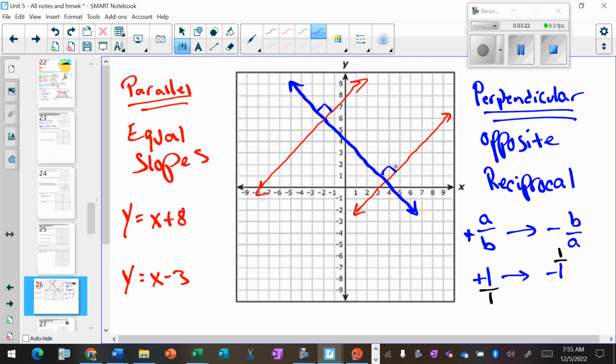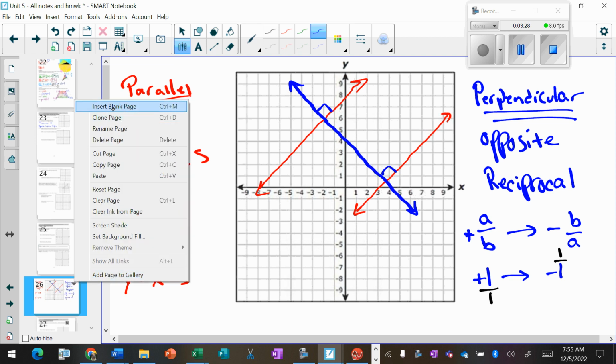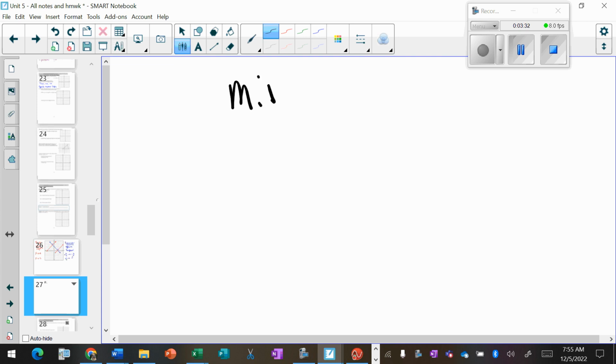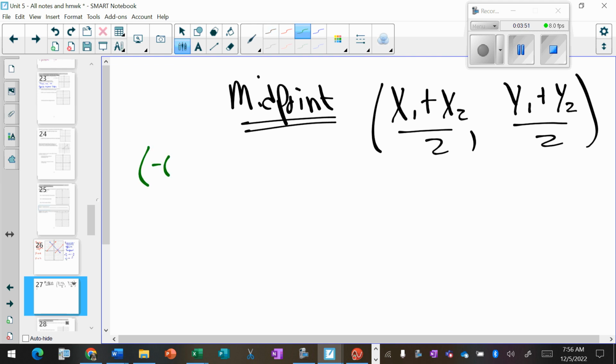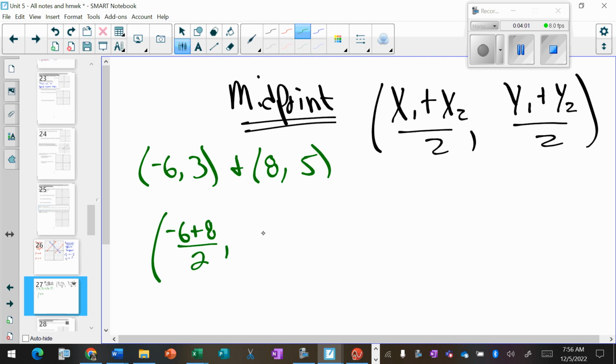We are going to take the idea of opposite reciprocal slopes and combine it with the other thing I want to review with you, and that is midpoint. We did midpoint on the first day of the unit. Midpoint is when you add the two x values together and you add the two y values together and then divide them by 2. It's basically the average of the two x's and the average of the two y's. So if I have the point negative 6, 3 and the point 8, 5, I would take negative 6 plus 8 divided by 2. And then separately, the y values get added and divided by 2. Do the work with each numerator separately.